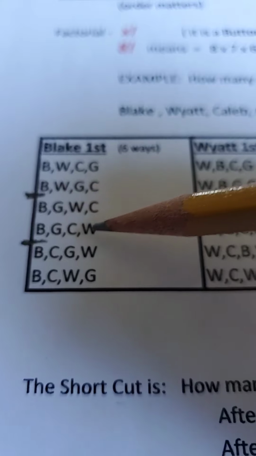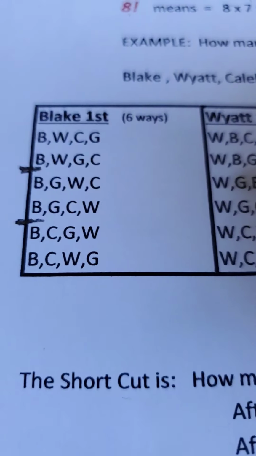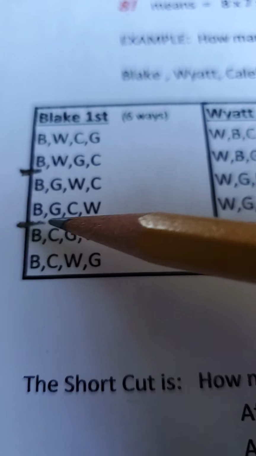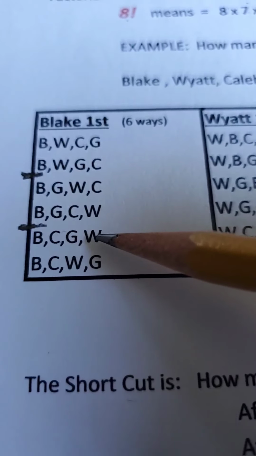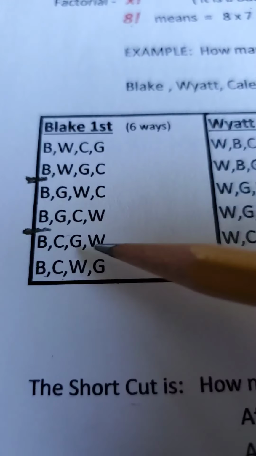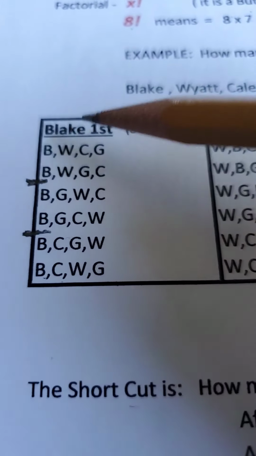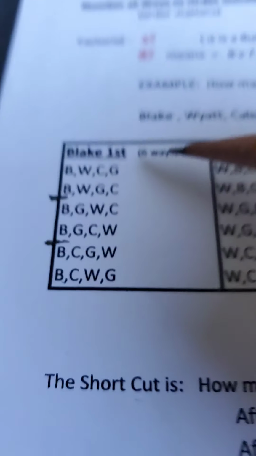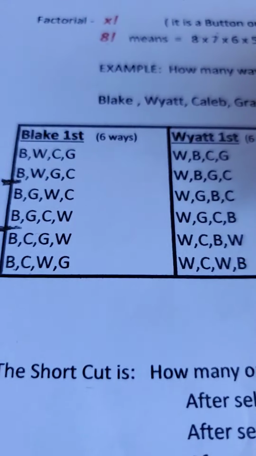So BGCW. Who hasn't been second with Blake first? Well, so far, Caleb hasn't. So I'm going to do Blake, Caleb, Grace, Wyatt. And then keep Blake and Caleb there and switch these 2. Okay, that's every possibility with Blake first in line. That's 6 different ways. This is the long way of doing it, or showing you how it works.